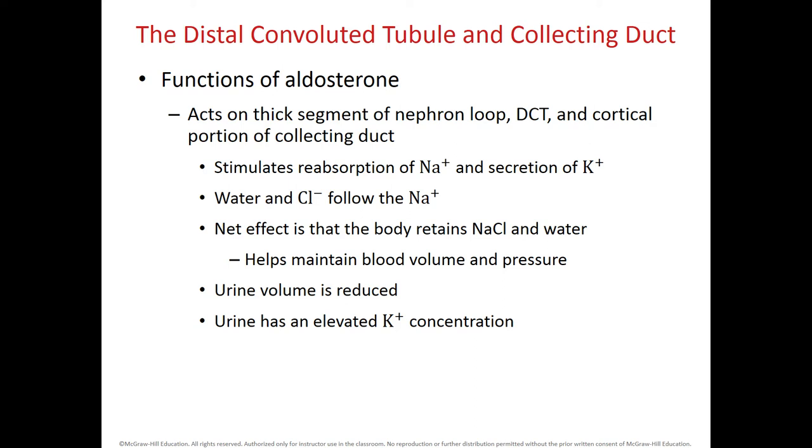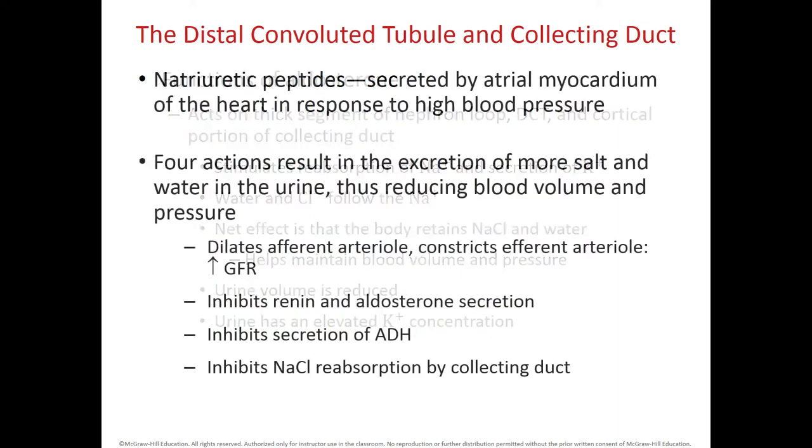And then the next effect of the action of aldosterone will be to retain sodium and chloride, and then water, which will increase the blood volume, and then you will increase blood pressure. And in this case, you will reduce the formation of urine, so you will have less urine being produced, and then you will have a urine that has elevated potassium concentration because you are getting rid of potassium.